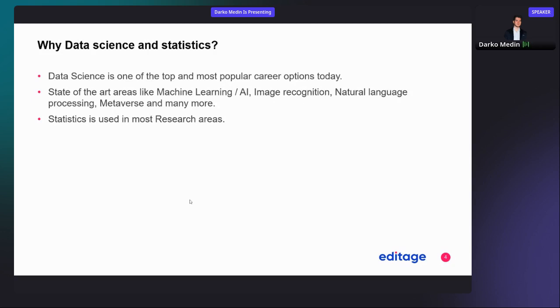Statistics is also used in most research areas. Whenever research findings are published, most of the time, some type of data analysis is associated with the research itself. A lot of research today is data-driven, and statistics is often used to derive insights from that data and later provide results to answer the research questions.